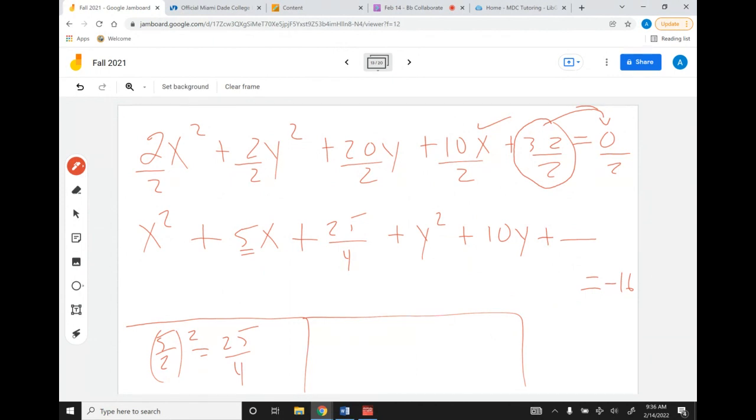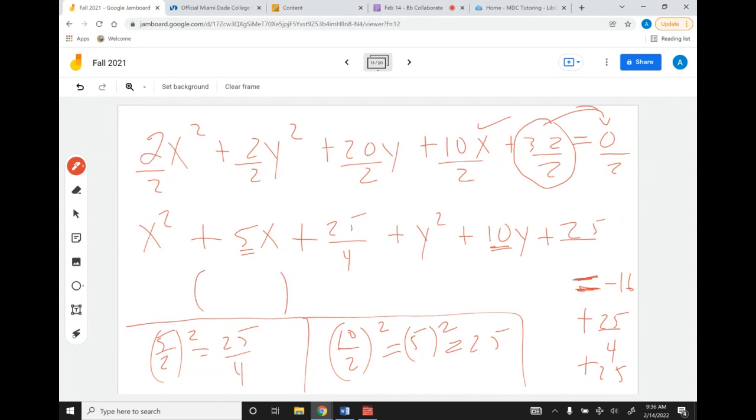Now at this moment, I have added 25 over 4 to the left-hand side. So I have to do the same to the other side, in order for me to maintain equality. Then I do the same for the 10 over 2. Where did I get the 10 from? From here. Square. So this will be 5 squared is 25. So I get 25. But don't forget to also add 25 to the other side. Okay. So we have a bunch of things to keep in mind, to keep in order. This is like accounting. A bunch of numbers to keep up.